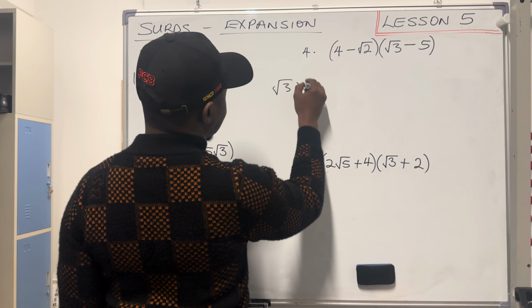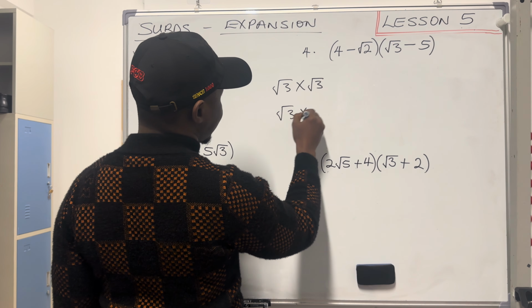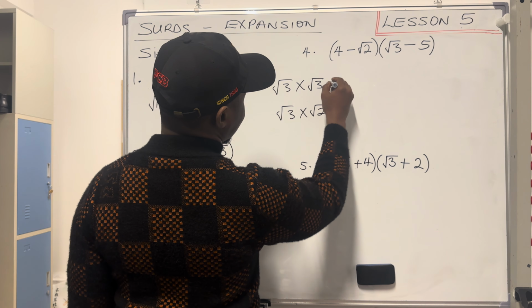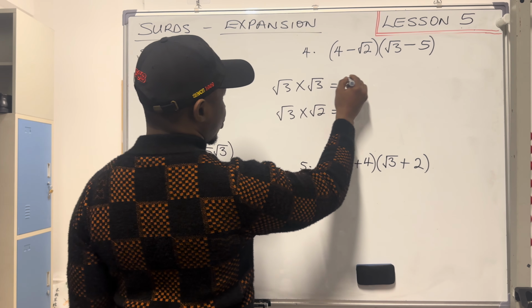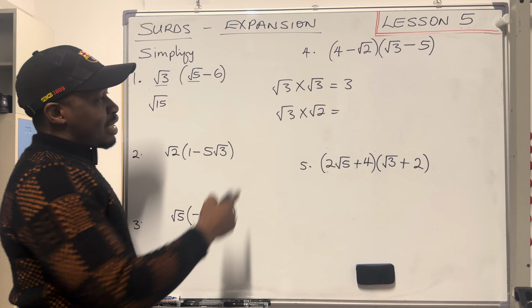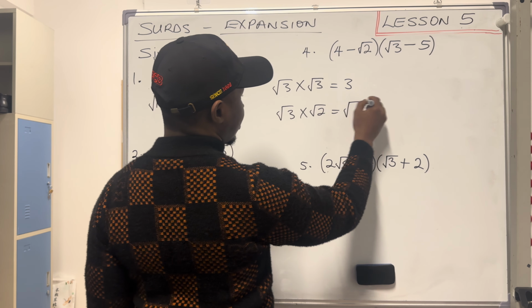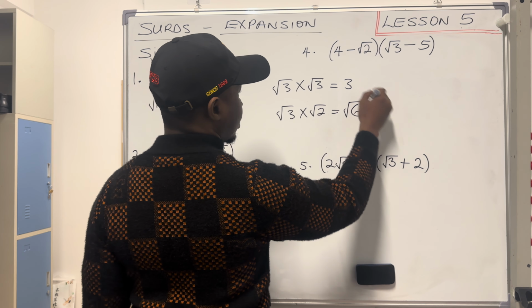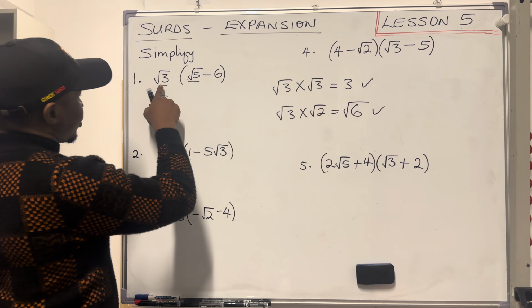Root 3 times root 3. Root 3 times root 2. The inner part, are they the same? Yes, so you don't need a root, just write one value. The inner part, are they the same? No, they are not the same. You need a root. 3 times 2, 6. So this is the difference. Now we are done multiplying this and this.